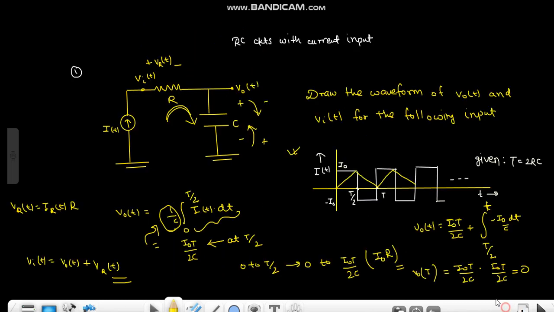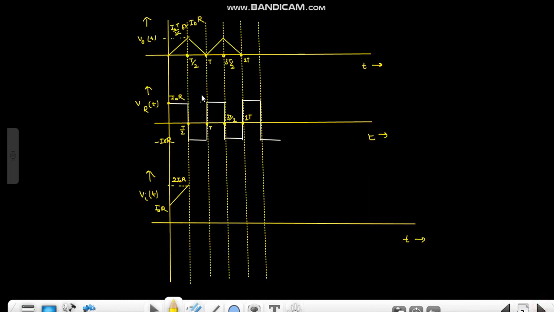Now what happens? Now the current is flowing in this direction. You can see from this, or you simply need to add. So at time equals T by 2, here we are having minus I naught R, or here plus I naught R, so it would come down to 0.